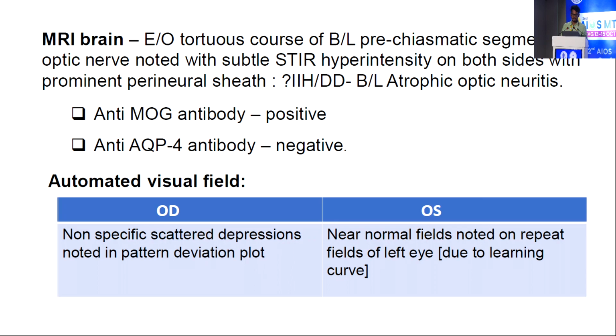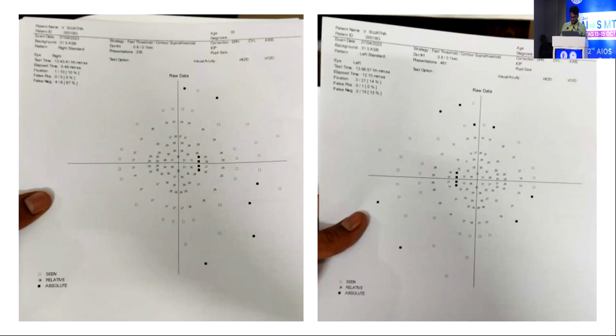MRI brain showed evidence of tortuous course of bilateral prechiasmatic segments of optic nerve, suggesting bilateral atrophic optic neuritis, with anti-MOG antibody positive and anti-aquaporin-4 antibody negative. Automated visual field was done in right eye. Non-specific scattered depressions noted in pattern deviation plot. Near normal fields noted on repeat fields in left eye due to learning curve. This is the visual field.